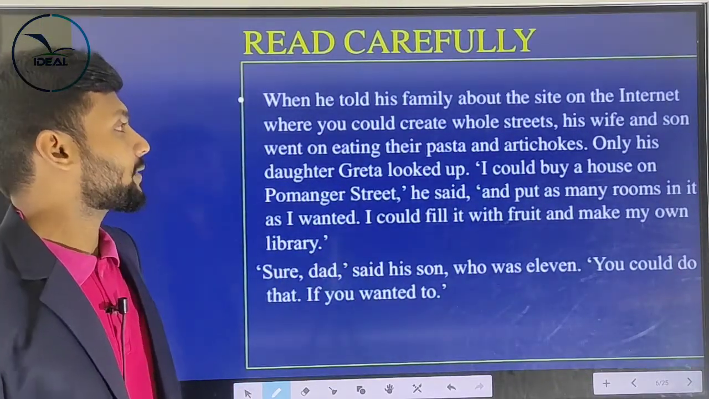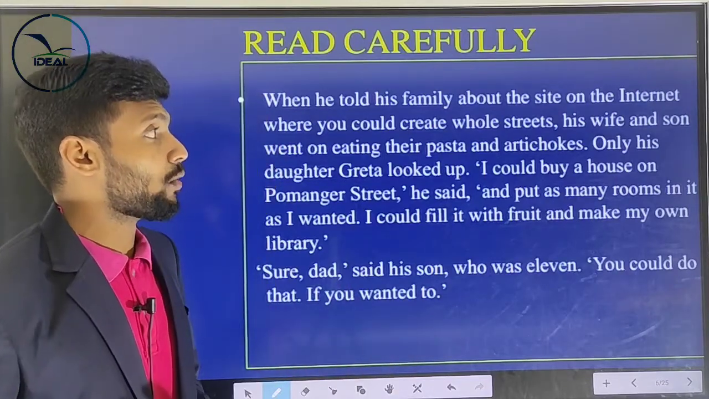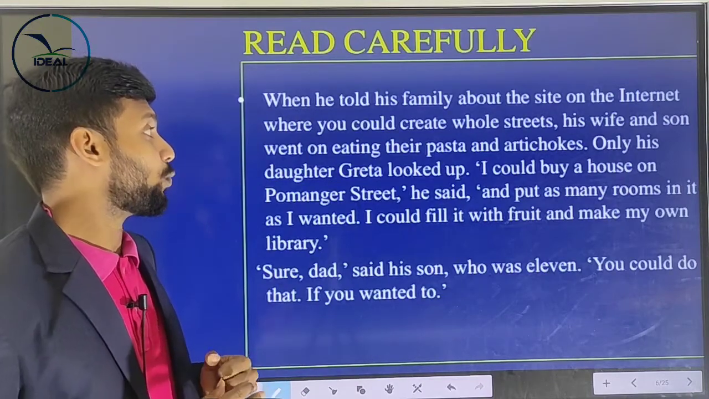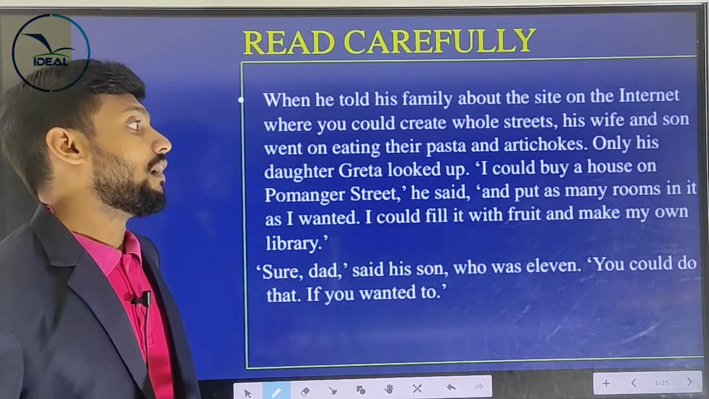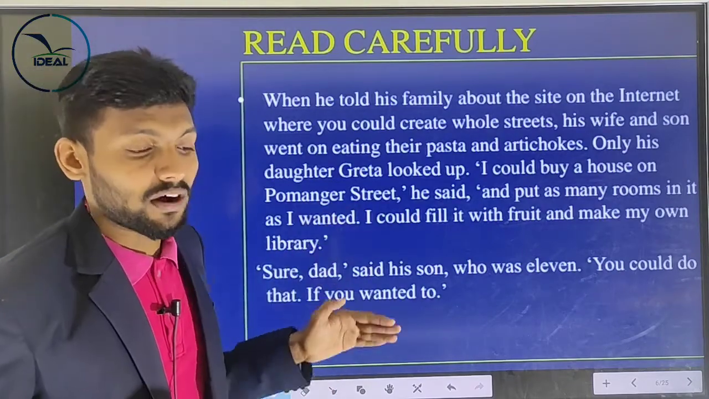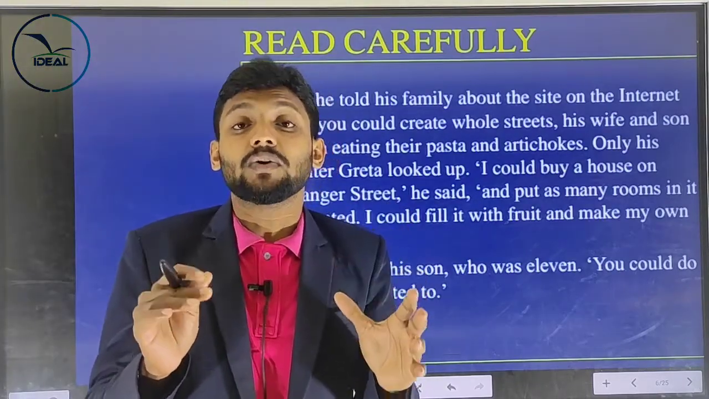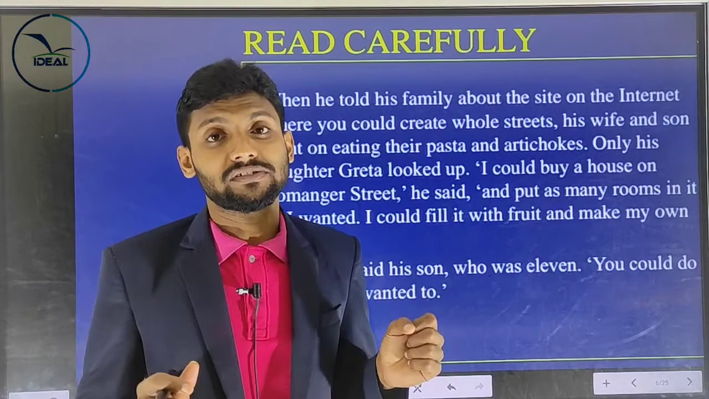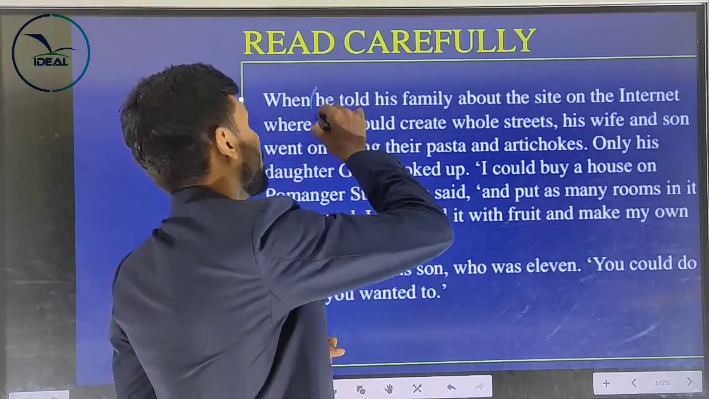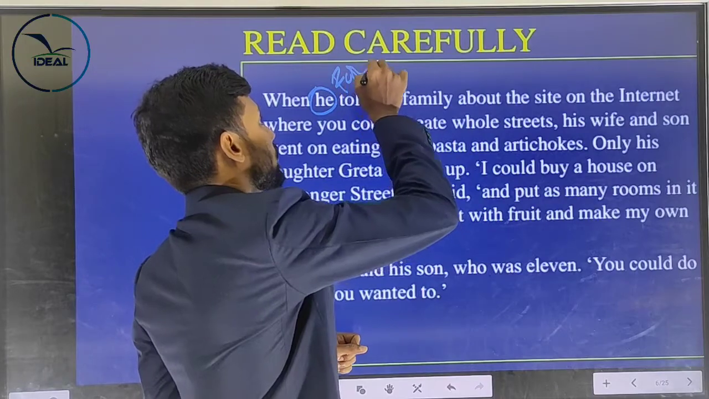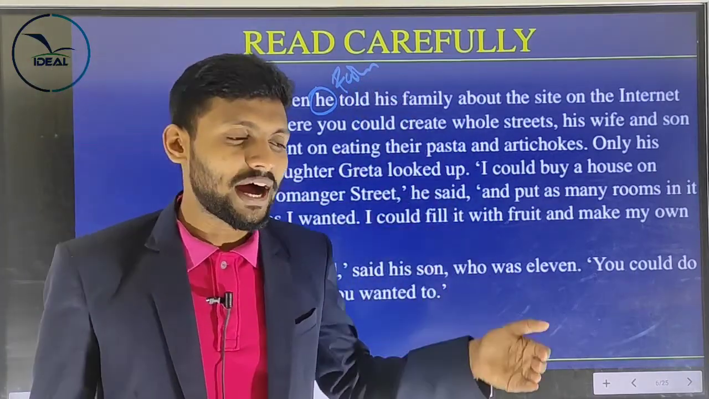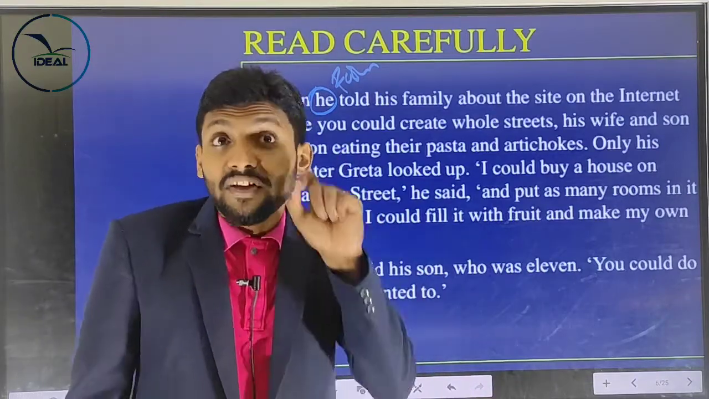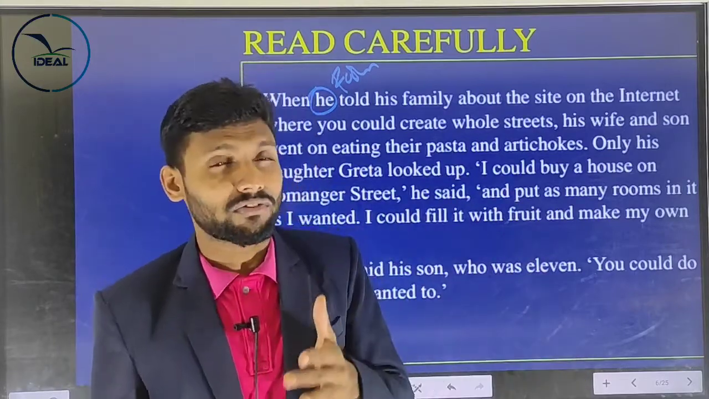Thaisa Frank. When he told his family about the site on the internet where you could create worlds, his wife and son went on eating their pasta and artichokes. So here is a father. Imagine they are on a dining table. Father is there, his son is there, daughter is there, and wife is there. The father told his family, his wife and his children, there is a site on the internet where you could create your own world, your own rooms.